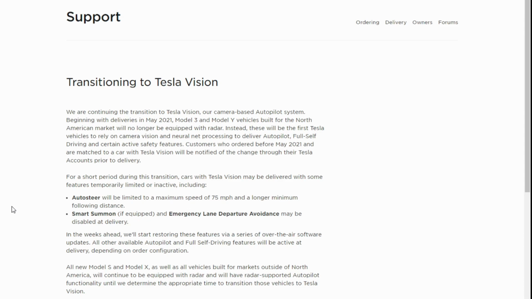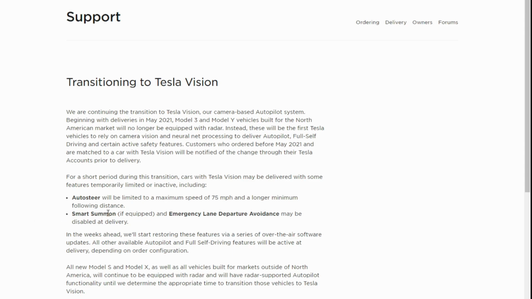So Autosteer, for me to really feel safe with it on our interstates, needs to be able to go up to 80 miles per hour. Hopefully this is a short-term thing and doesn't last long, but that is definitely a step backwards for today. And also the longer minimum following distance. We'll have to see how much longer that minimum following distance is, but that's also a little bit concerning.